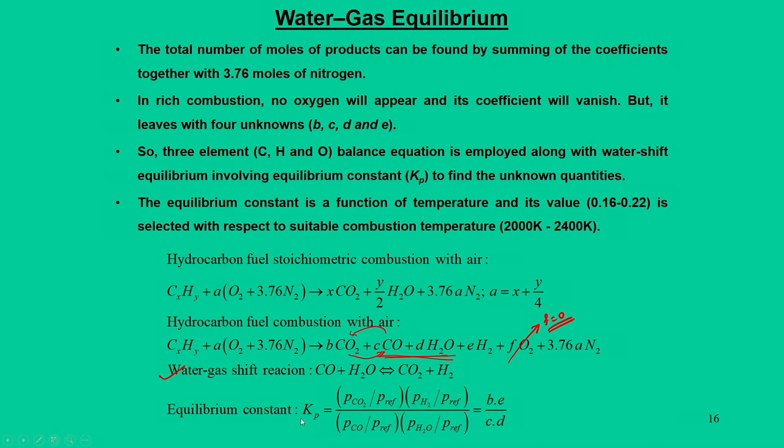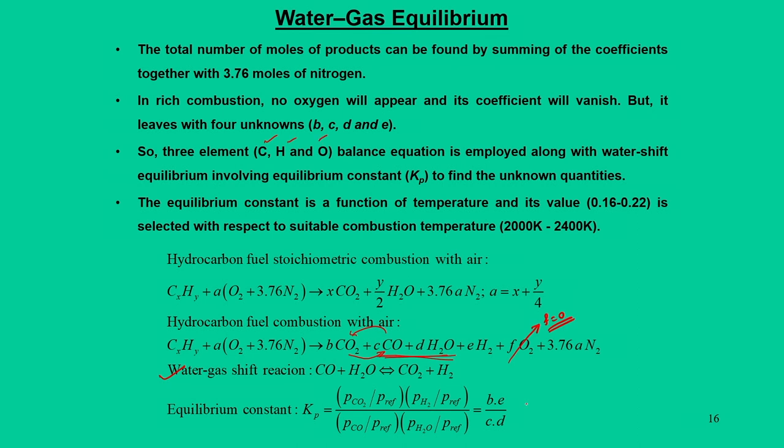And that is defined with respect to the partial pressures of each component, that is, the partial pressures of CO2, H2O, CO, and H2, and all these pressures are again controlled with respect to their mole fractions. From this equation, we can find Kp equal to B times E divided by C into D. So, basically now we have three equations with respect to the carbon, hydrogen and oxygen atoms.